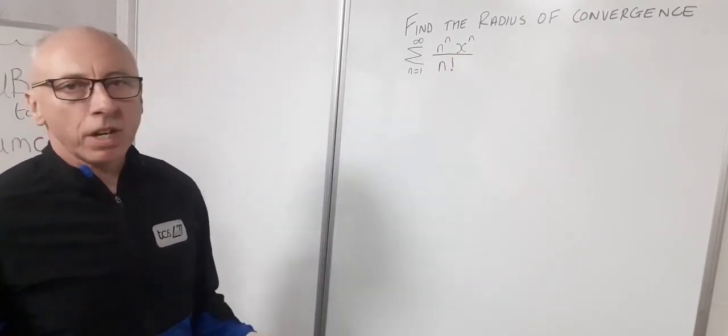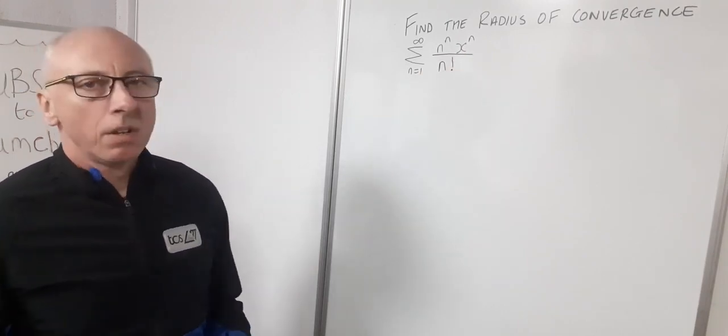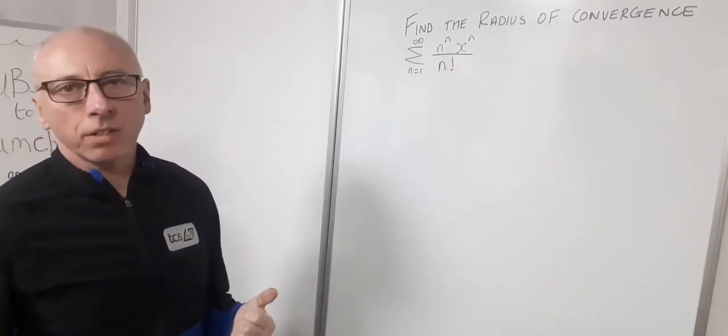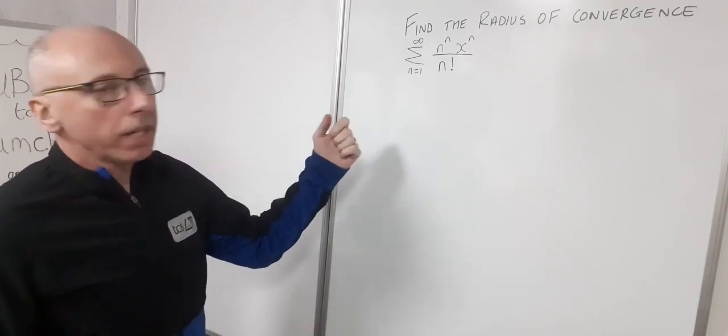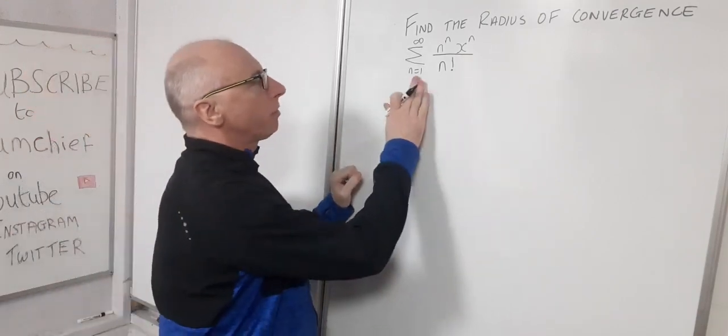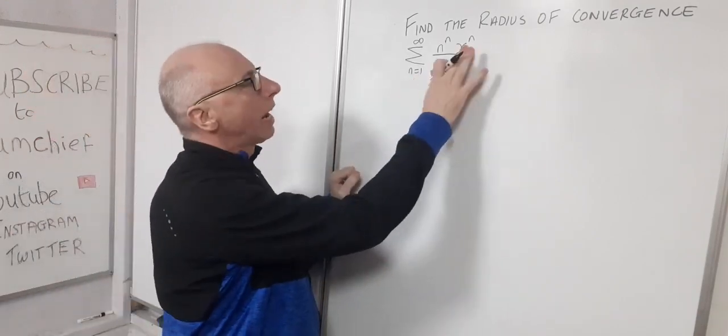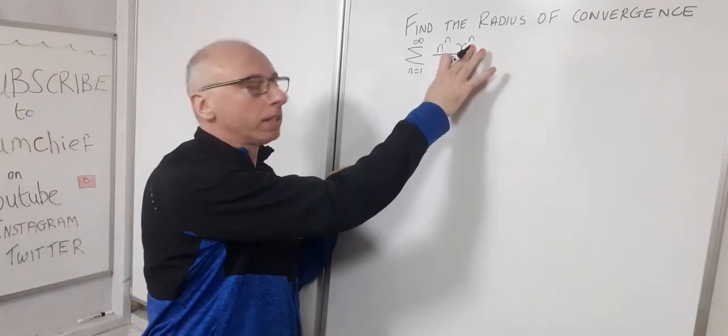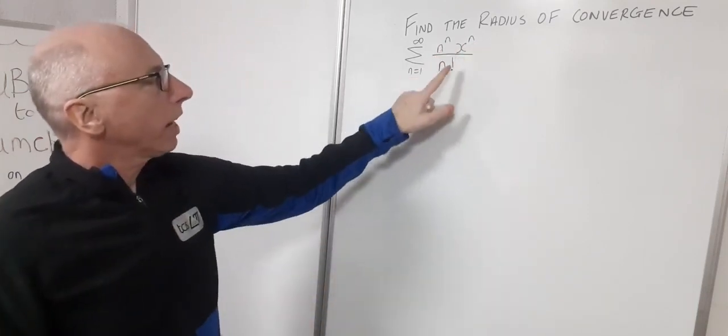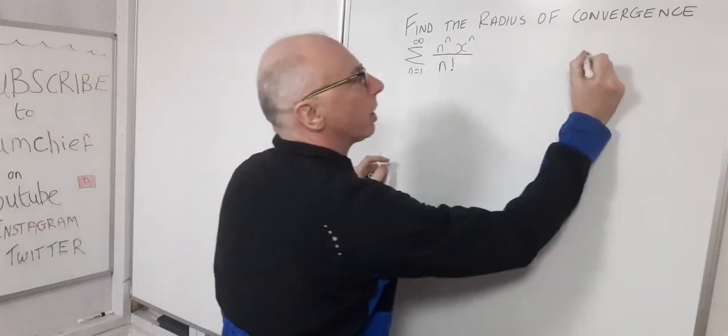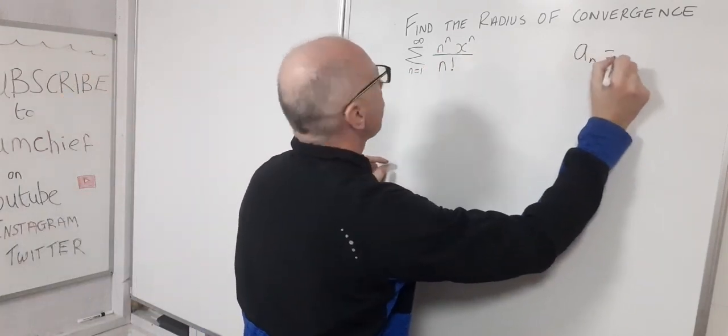So when finding the radius of convergence of a power series, the first thing I look at is to find my nth coefficient. The nth coefficient is calculated by removing this summation term and taking out any x to the n. So we're just left now with n to the n divided by n factorial. So that's our nth coefficient.